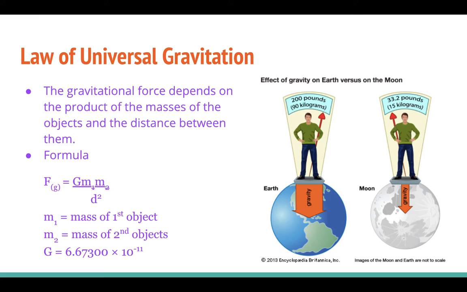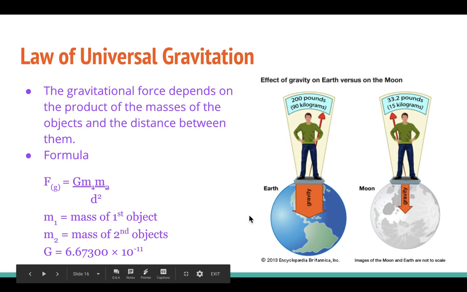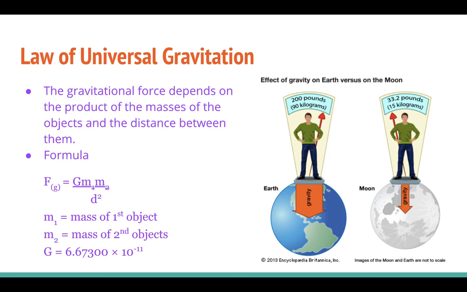Now, the law of universal gravitation says that the force depends on the product of the masses of the objects and the distance between them. So our weight would be different on Earth compared to the moon. If we multiply the mass of ourselves times the mass of the Earth times the gravity divided by the distance squared, we would get our force due to gravity, which is our weight. Our weight on Earth is different than on the moon because there's less of a gravitational force. There's less gravity on the moon.